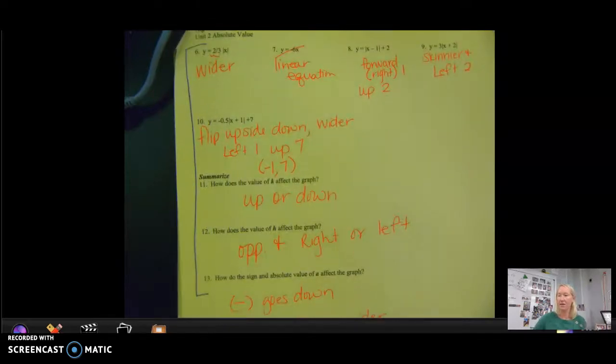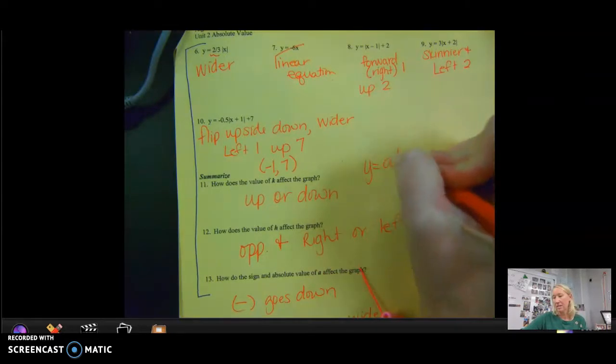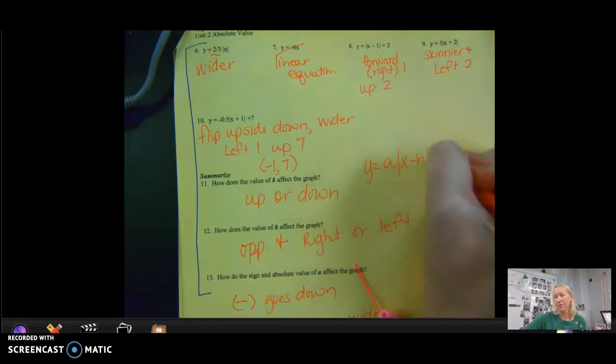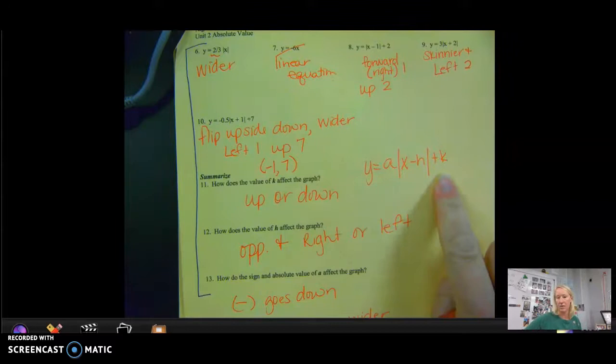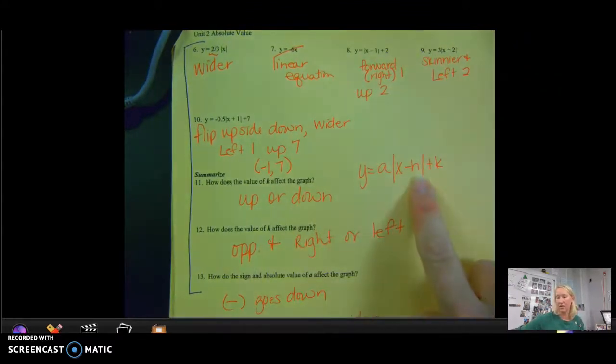How does K affect the graph? Remember, this is y equals a or m, x minus h, plus k. So K is on the end. K is the y value, so it goes up or down. How does H affect it? H is the x value, but it's opposite, so we do opposite and then right or left.